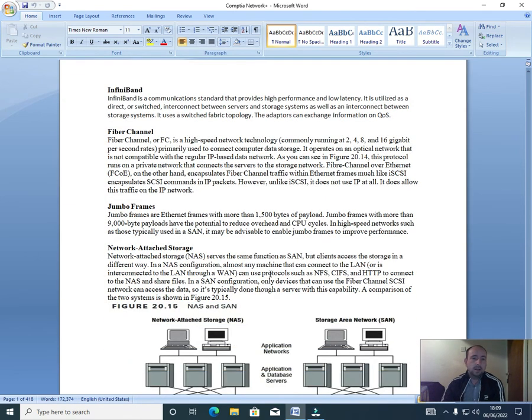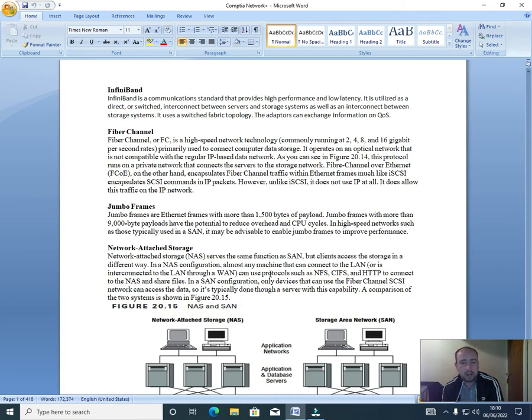InfiniBand. InfiniBand is a communication standard that provides high performance and low latency. It is utilized as a direct or switched interconnect between servers and storage systems, as well as an interconnect between storage systems. It uses a switched fabric topology. The adapters can exchange information on QoS, which is quality of service.